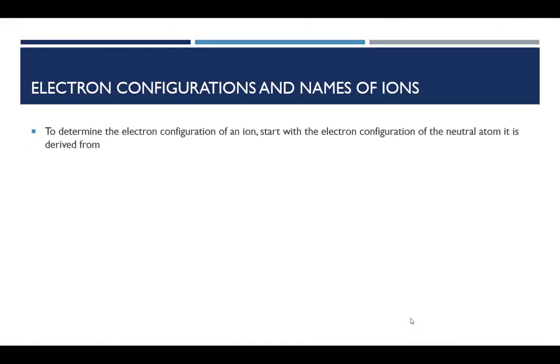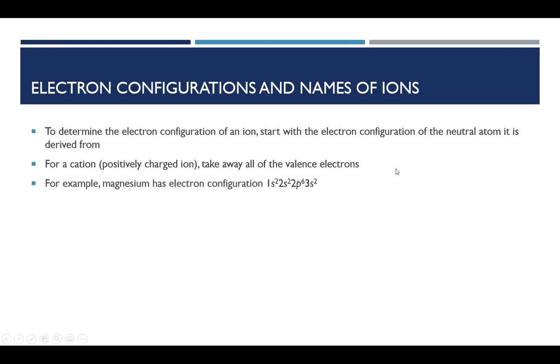If we'd like to figure out the electron configuration of an ion, we want to start out with the original neutral atom as our starting point, and then adjust the electrons accordingly. For a cation, that is a positively charged ion, we're going to just take away all of the valence electrons. Those will usually be the electrons in the outermost S subshell and any electrons that would be in the P subshell as well. So let's take a look at magnesium.